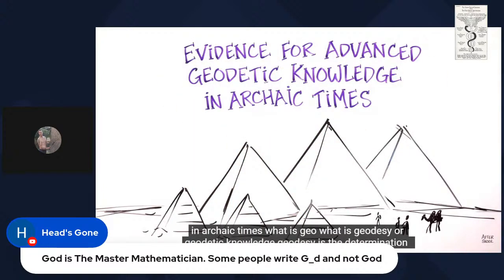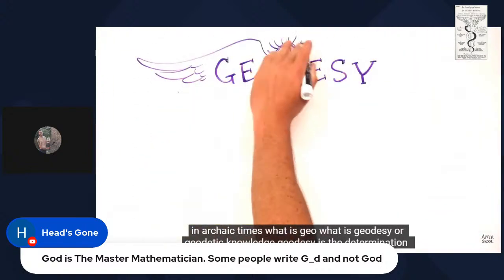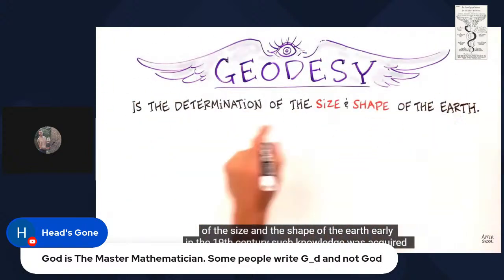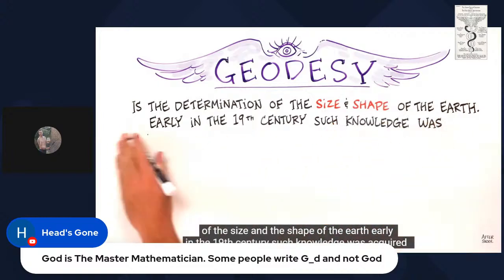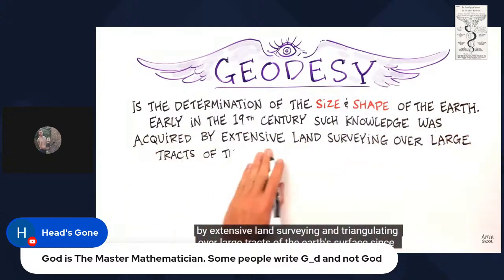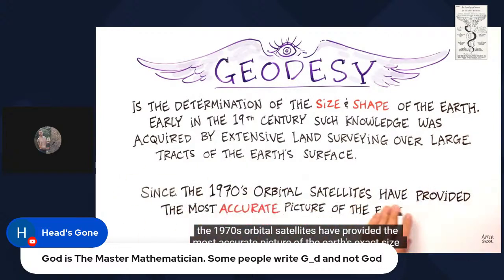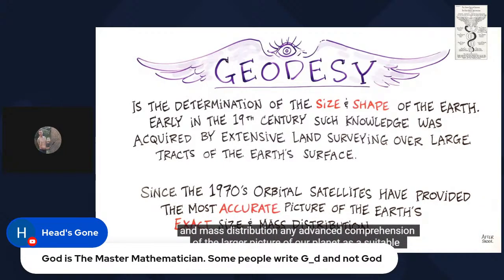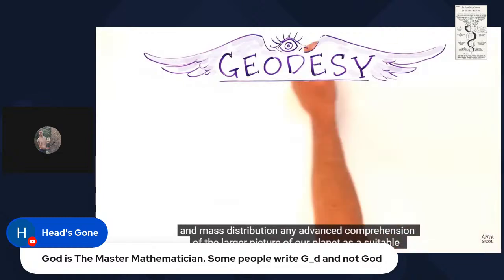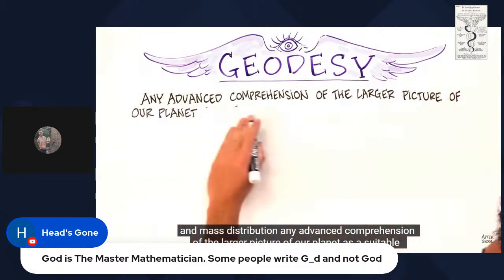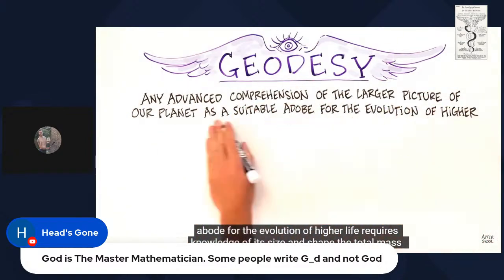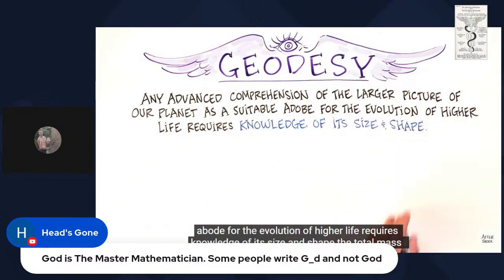What is geodesy or geodetic knowledge? Geodesy is the determination of the size and the shape of the Earth. Early in the 19th century, such knowledge was acquired by extensive land surveying and triangulating over large tracts of the Earth's surface. Since the 1970s, orbital satellites have provided the most accurate picture of the Earth's exact size and mass distribution. Any advanced comprehension of the larger picture of our planet as a suitable abode for the evolution of higher life requires knowledge of its size and shape.